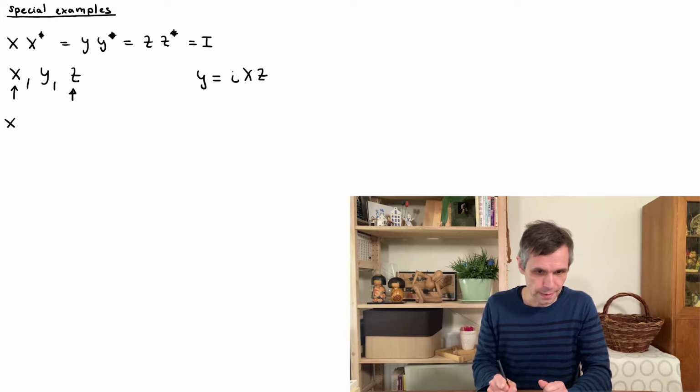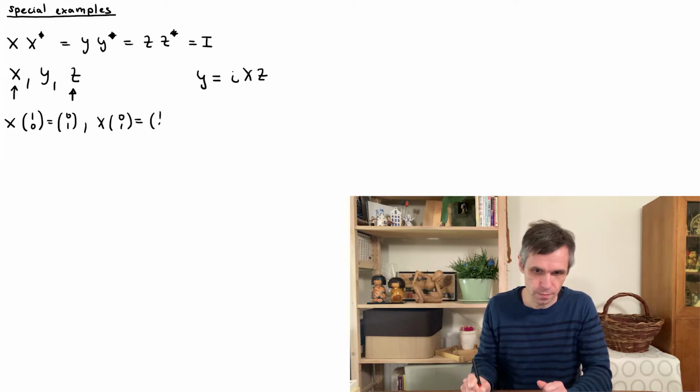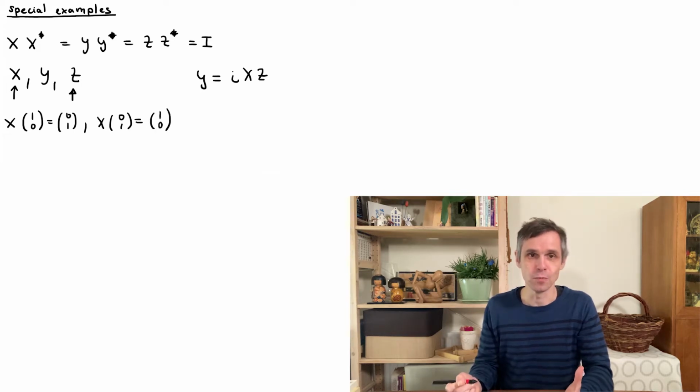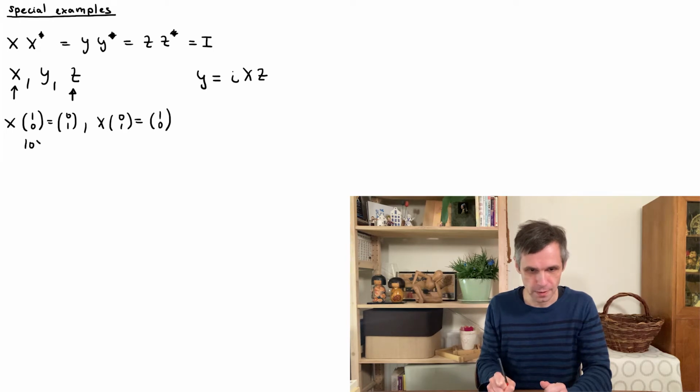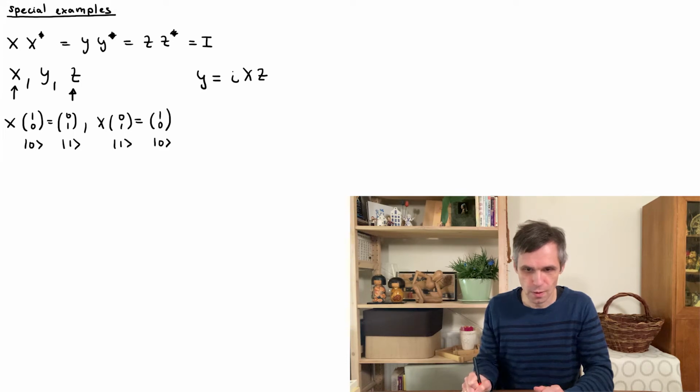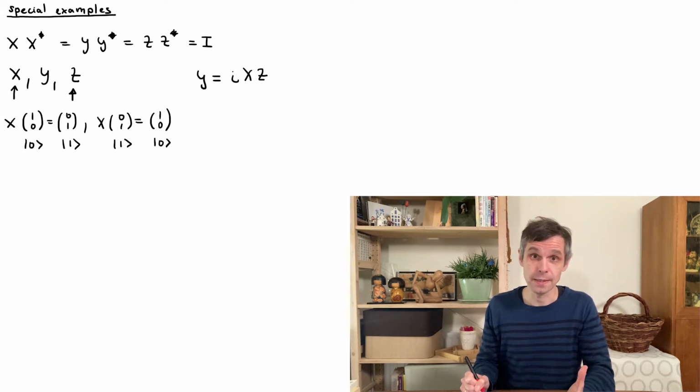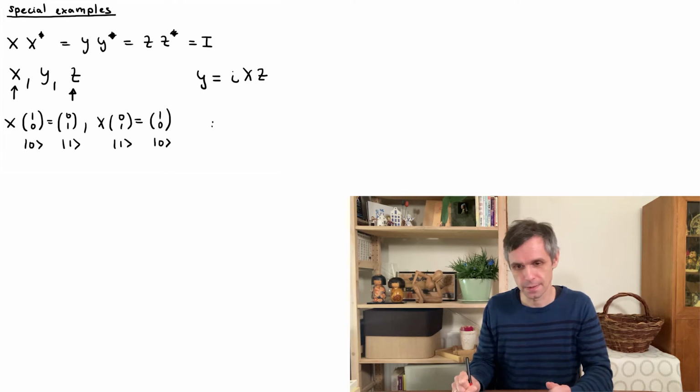Well, applying X to one of our computational basis states such as 1, 0, we just obtain the other one. And this works in both directions. Now, in terms of information, this is really transforming the state 0 into the state 1 and the state 1 into the state 0. So this can be naturally interpreted as a NOT gate.